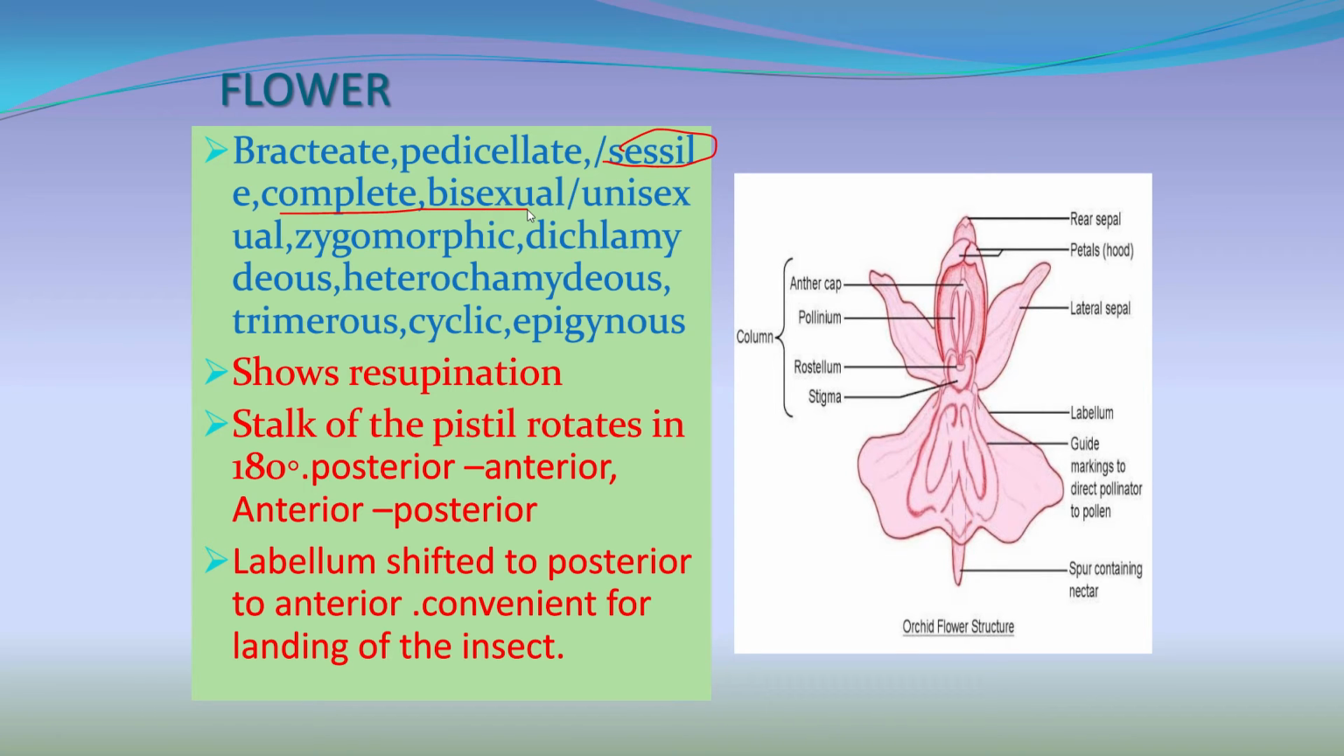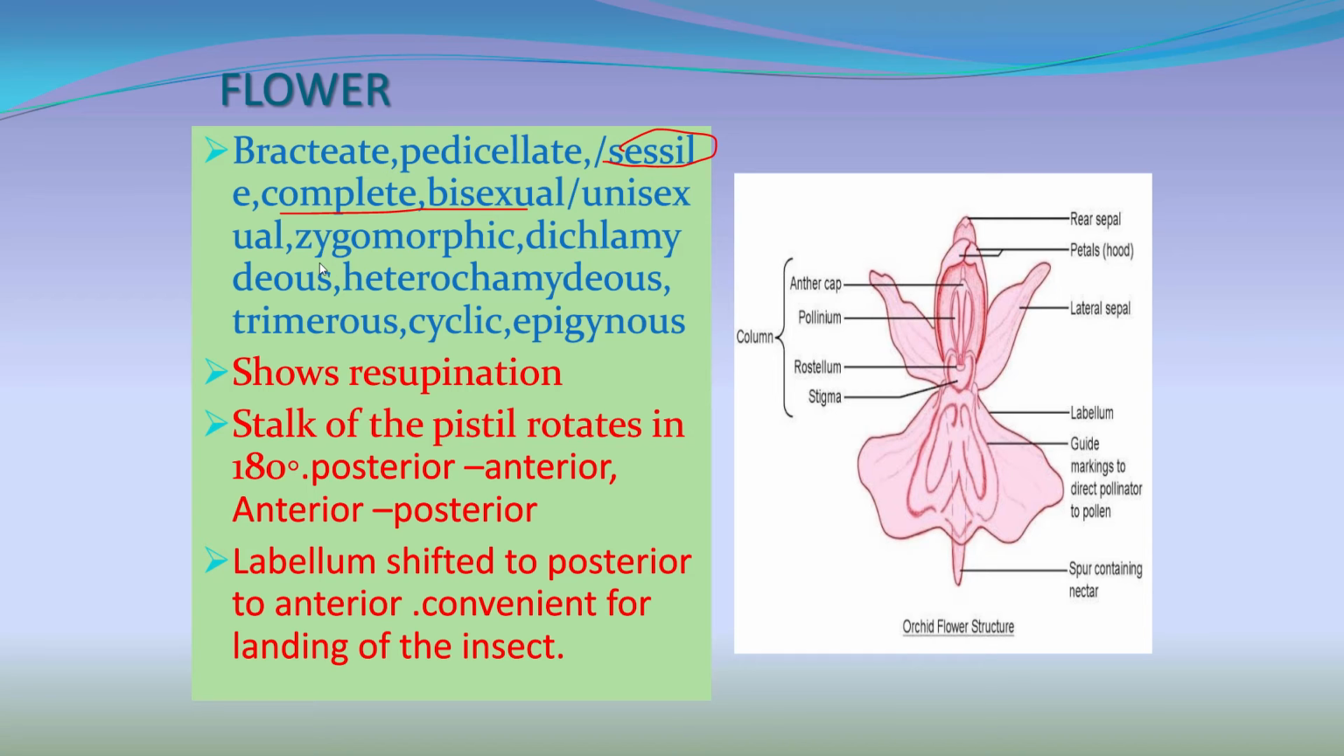complete bisexual. So complete flowers, both sex organs, androecium and gynoecium, are present in one flower, so it is called complete bisexual. But in some species it shows unisexual flowers, incomplete unisexual. So both the male and female flowers are developed on different plants, so it is called unisexual plants.